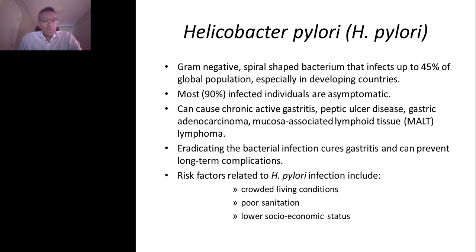Helicobacter pylori, or H. pylori, is a gram-negative, spiral-shaped bacterium that infects up to 45% of the global population, especially in developing countries. Most of these infected individuals are actually asymptomatic, up to 90%. However, the bacteria can cause chronic active gastritis, peptic ulcer disease, and gastric adenocarcinoma, as well as mucosa-associated lymphoid tissue lymphoma, or MALT lymphoma. These are cancerous conditions. Eradicating the bacterial infection cures the gastritis and can prevent some of these long-term complications.